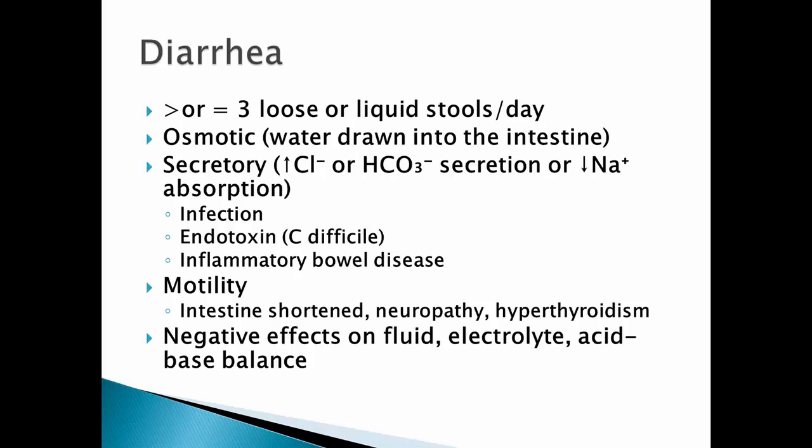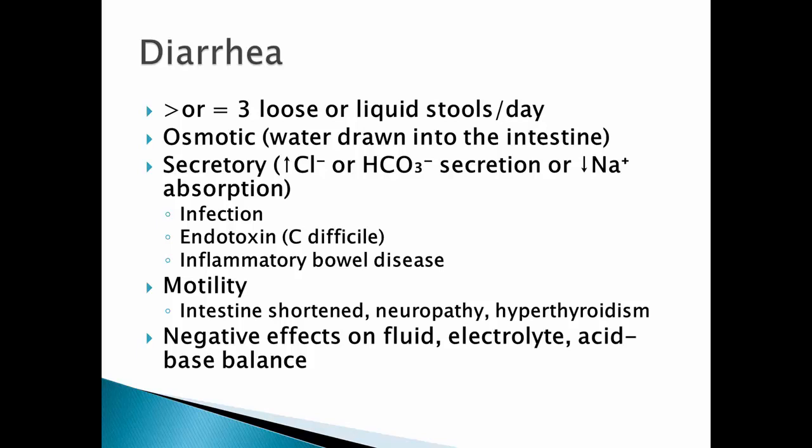Some of the pathologies that can lead to motility defects, especially increased motility, include a short intestine. Could be neuropathy, for example, a diabetic-related neuropathy, both in type 1 and type 2, as well as hyperthyroidism. So all of these things can cause alterations in motility, and in this context, we're talking about increased motility. Like inflammatory bowel disease, motility-based diarrheas tend to be smaller volume than what you'll see in a secretory diarrhea from an infection or a toxic effect.